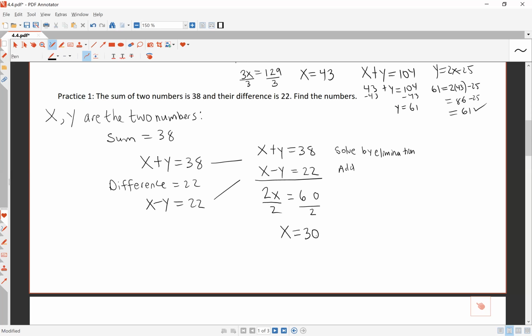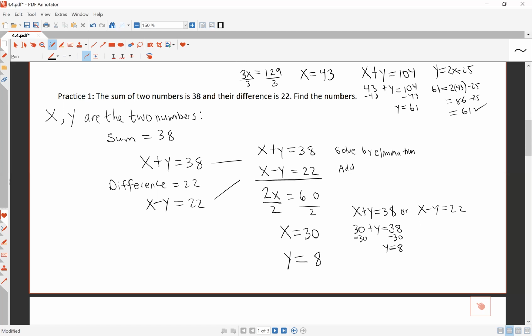So one of the numbers is 30, and the other number, y, we either plug it back into x plus y is 38 or x minus y is 22. If x is 30, we can subtract 30 from both sides and get y is equal to 8.